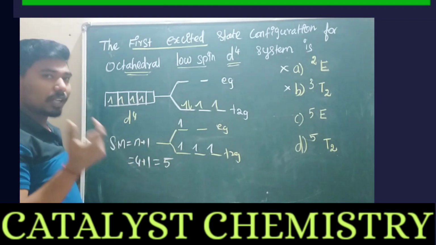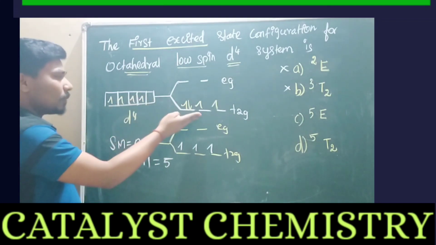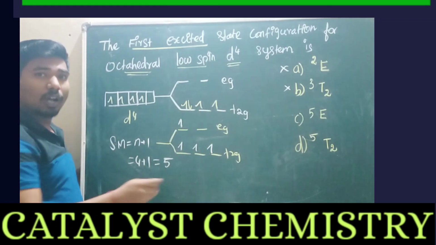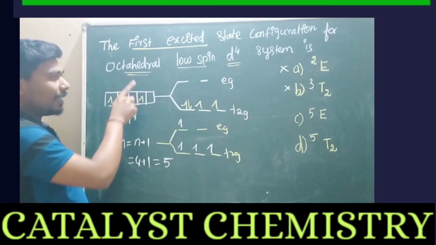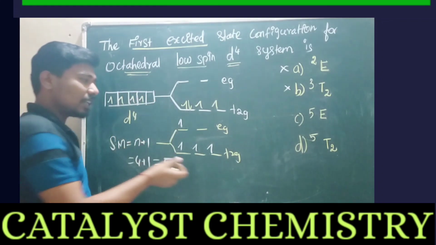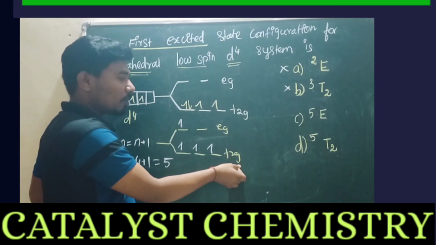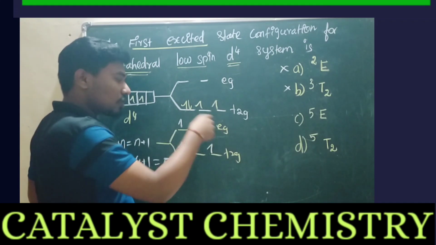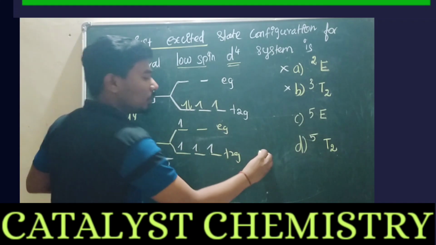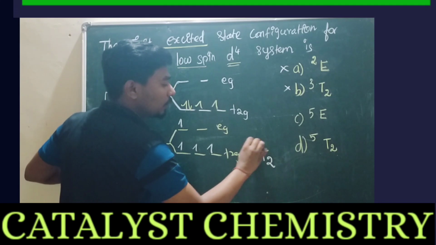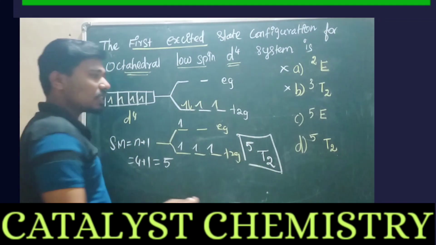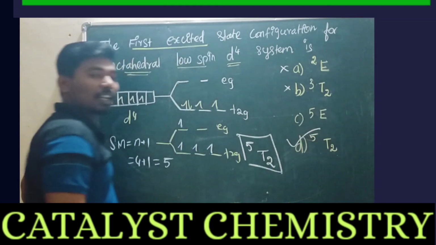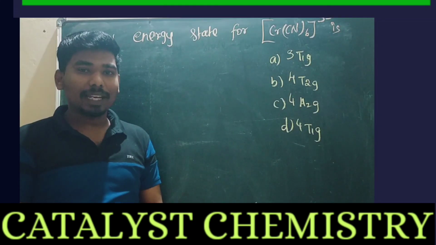So what I have said as a shortcut is that in the d orbital splitting, we just need to choose whichever is the lower energy level. When the d orbitals split in an octahedral field, T2 is the lower energy orbital and this is the higher energy orbital. So the lower energy one is T2. So the term is T2 and 5 is the spin multiplicity. So the correct answer for this question is option D. Okay, so about the next question.